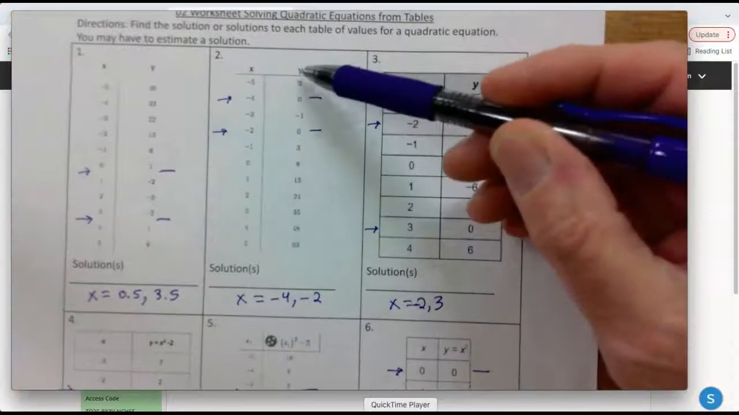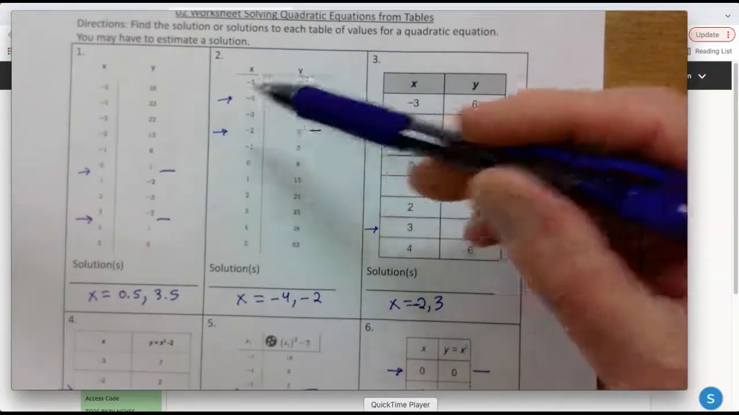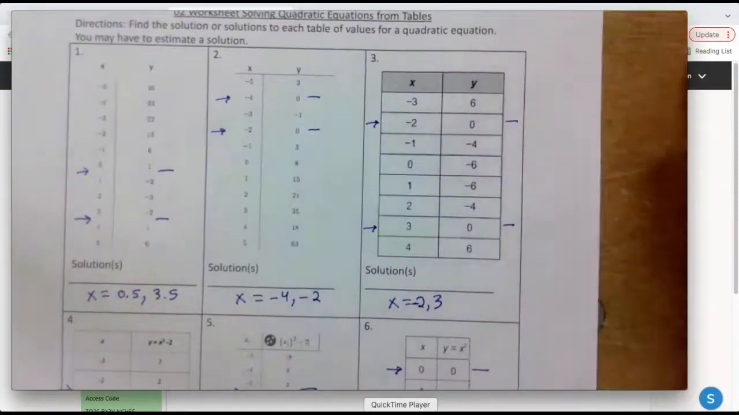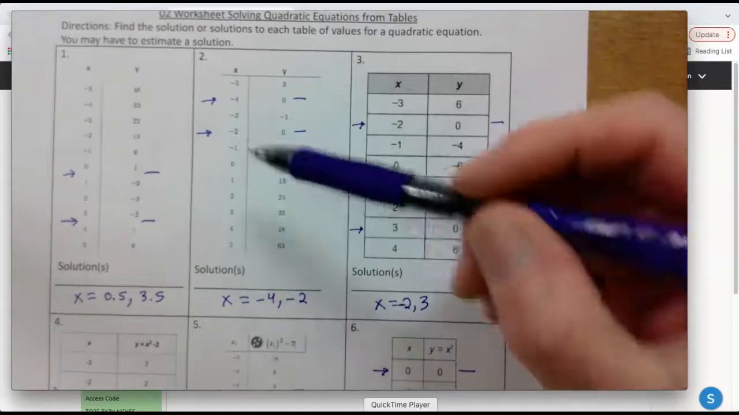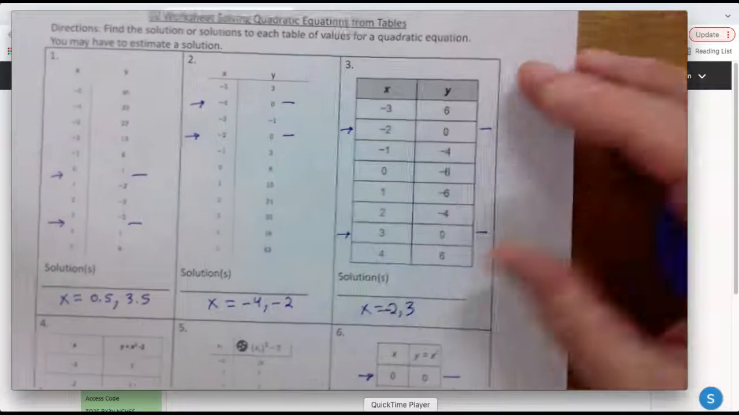All right, the next one, look at the y's for 0, pretty easy. Here's 0, so one answer is -4. Here's another 0, so one of the other answers is -2. Okay, those are the solutions, the values of x that make y 0.